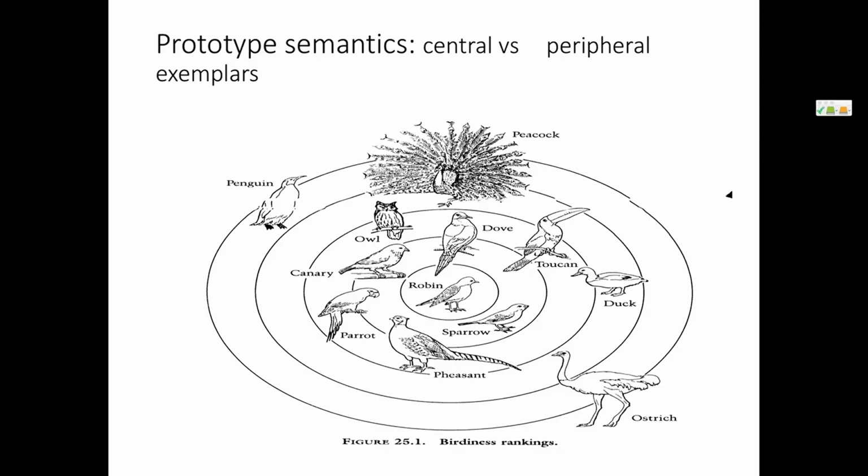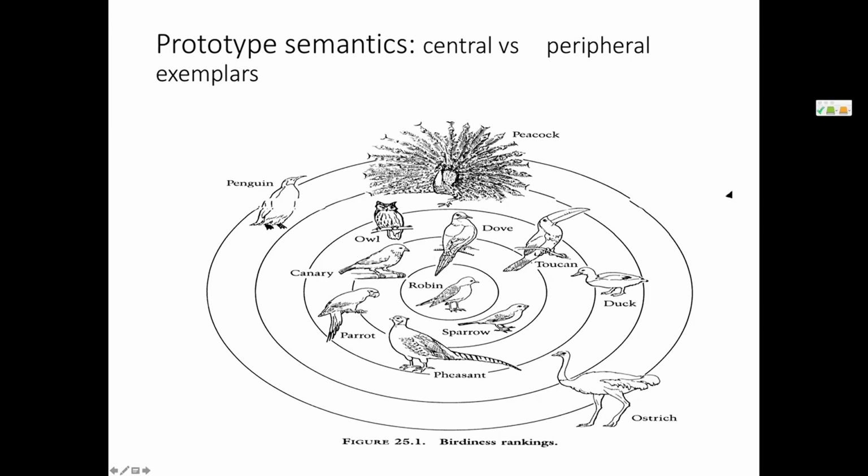Well, let's look at these. Okay, so this is what's called prototype semantics, central versus peripheral exemplars. The central means essentially the image that comes into your mind when someone says the word bird. Okay, oh gee, I saw a bunch of birds in the backyard. They're thinking probably of things like robins or sparrows or doves, that sort of thing. It's unlikely that they're talking about penguins. Okay, might be a peacock, but most people wouldn't say bird, they'd say peacock. Okay, so the robin is like your prototypical bird. You can't get any birdier than a robin.